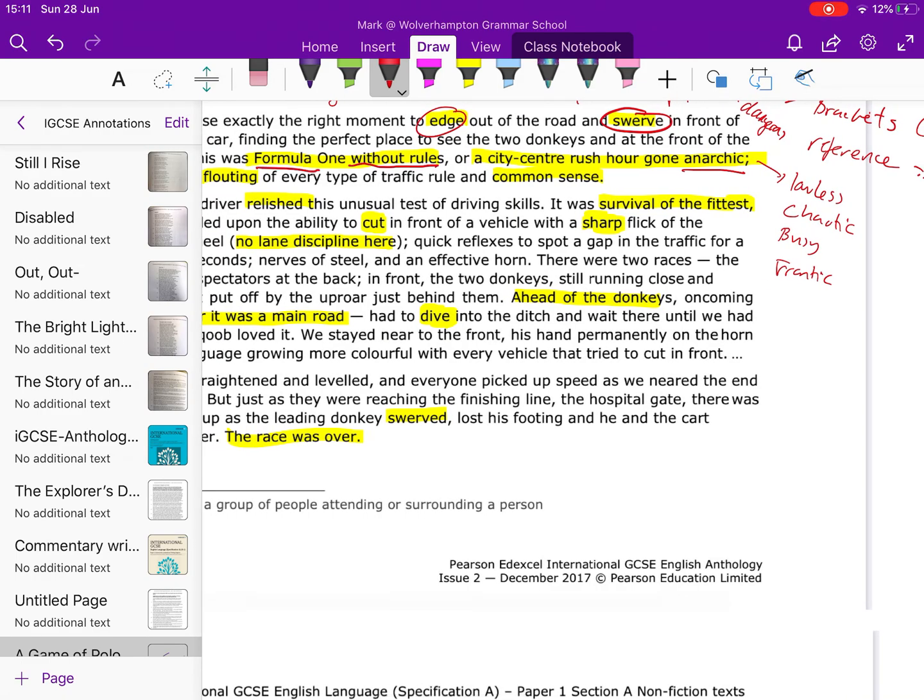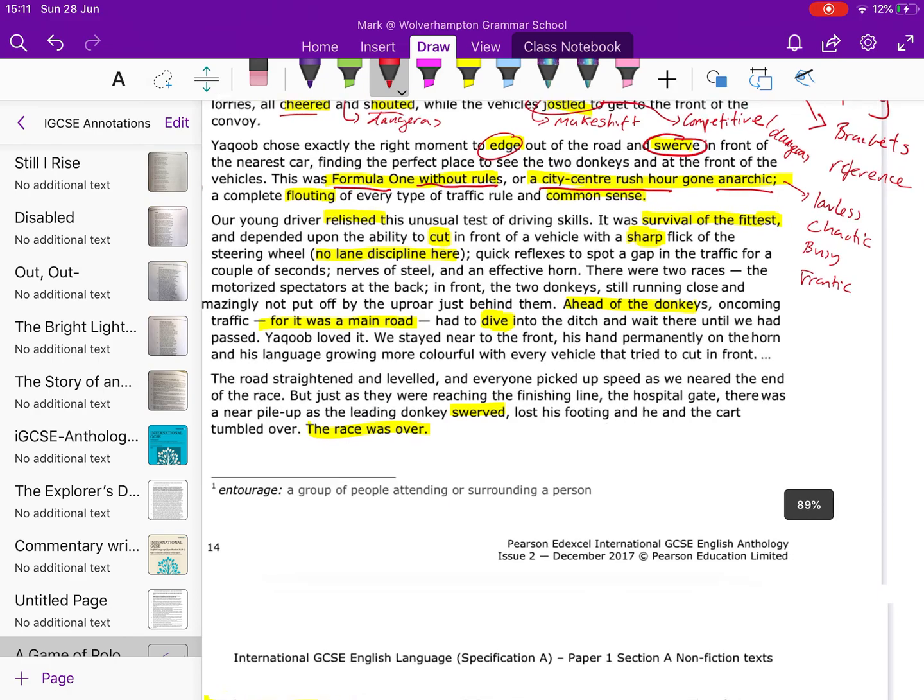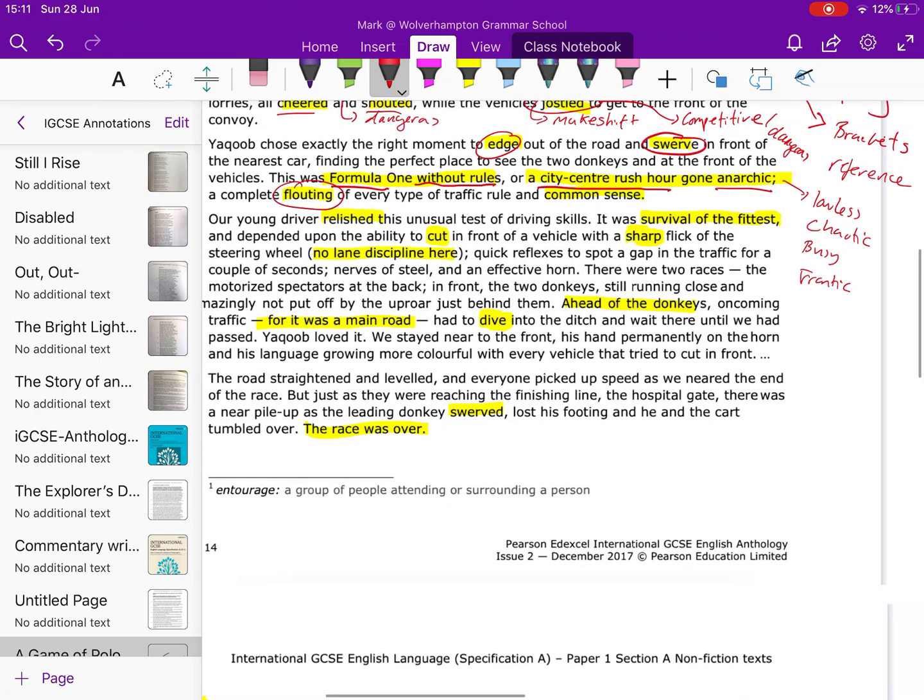So these two things, Formula One and a city centre rush hour, they have rules. But imagine if you took those rules away. That's the kind of race we're experiencing here. You may have heard of this word, flouting.